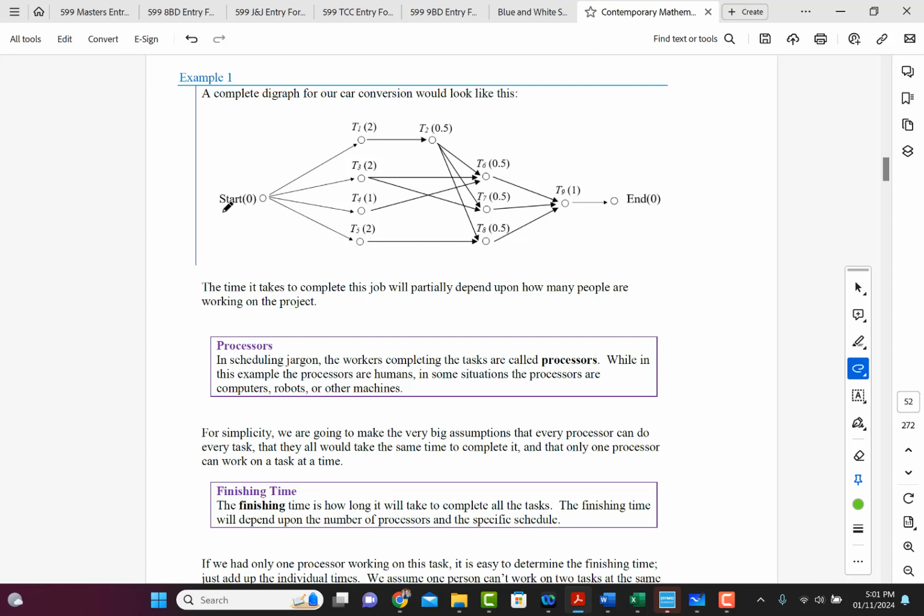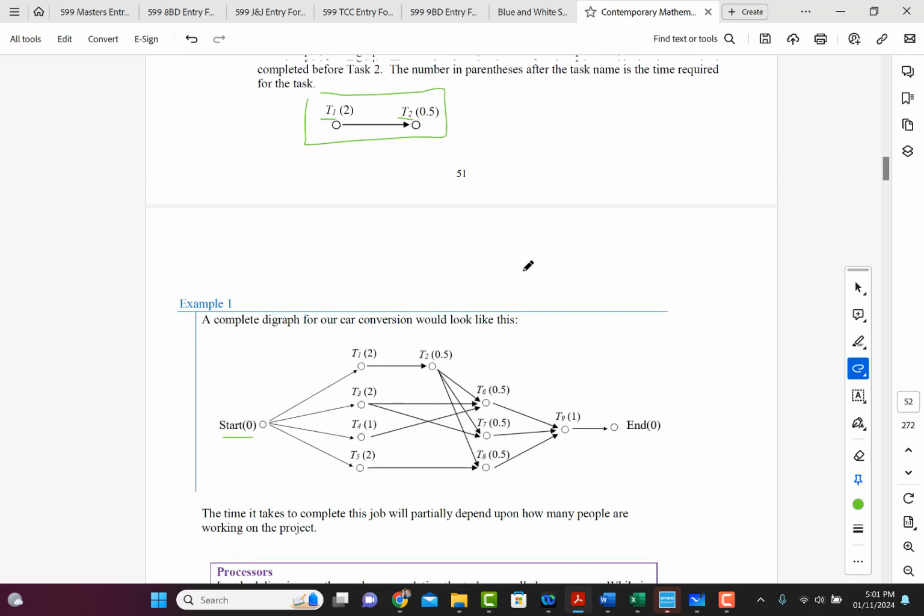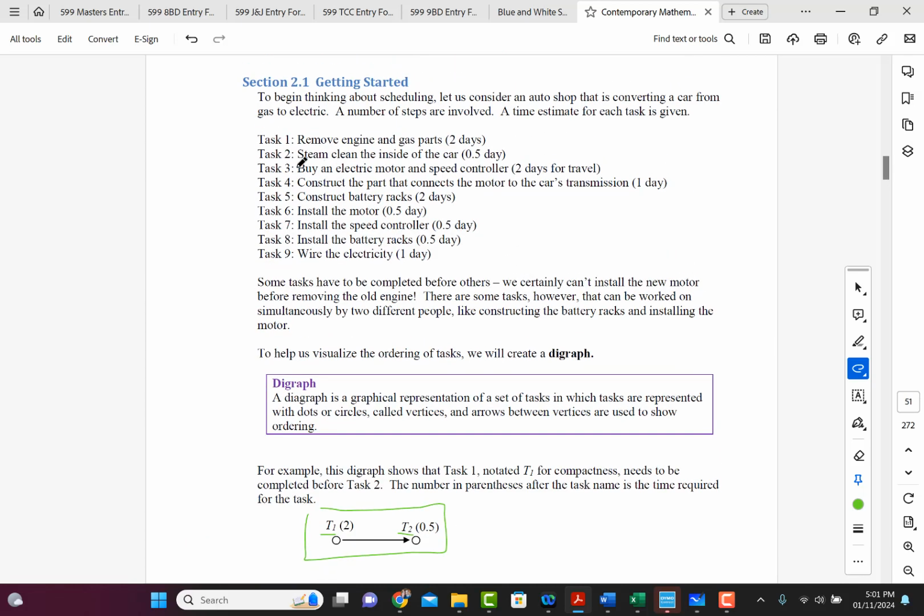So we have the start time, right? That's 0. Okay? And then we have tasks that can be done together, right? So for example, if we look at task 1, 3, 4, and 5, we can remove the engine, buy an electric motor, construct the part that connects the motor to the car's transmission, and construct battery racks. All of those can be done at the same time.